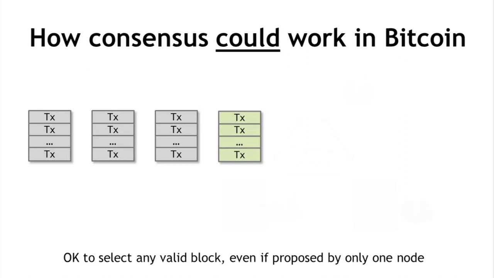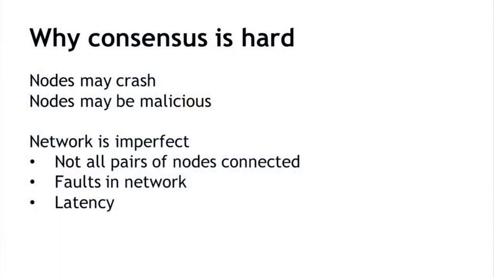Now this has some similarities to how Bitcoin works, but it's not exactly how Bitcoin works. And why is that? The reason for this is simple. Doing things this way is a really hard technical problem for a variety of reasons. There are some obvious ones. Nodes might crash and nodes might outright be malicious. But also because the network is highly imperfect. It's a peer-to-peer system. Not all pairs of nodes are connected to each other. There could be faults in the network because of poor internet connectivity and so on.